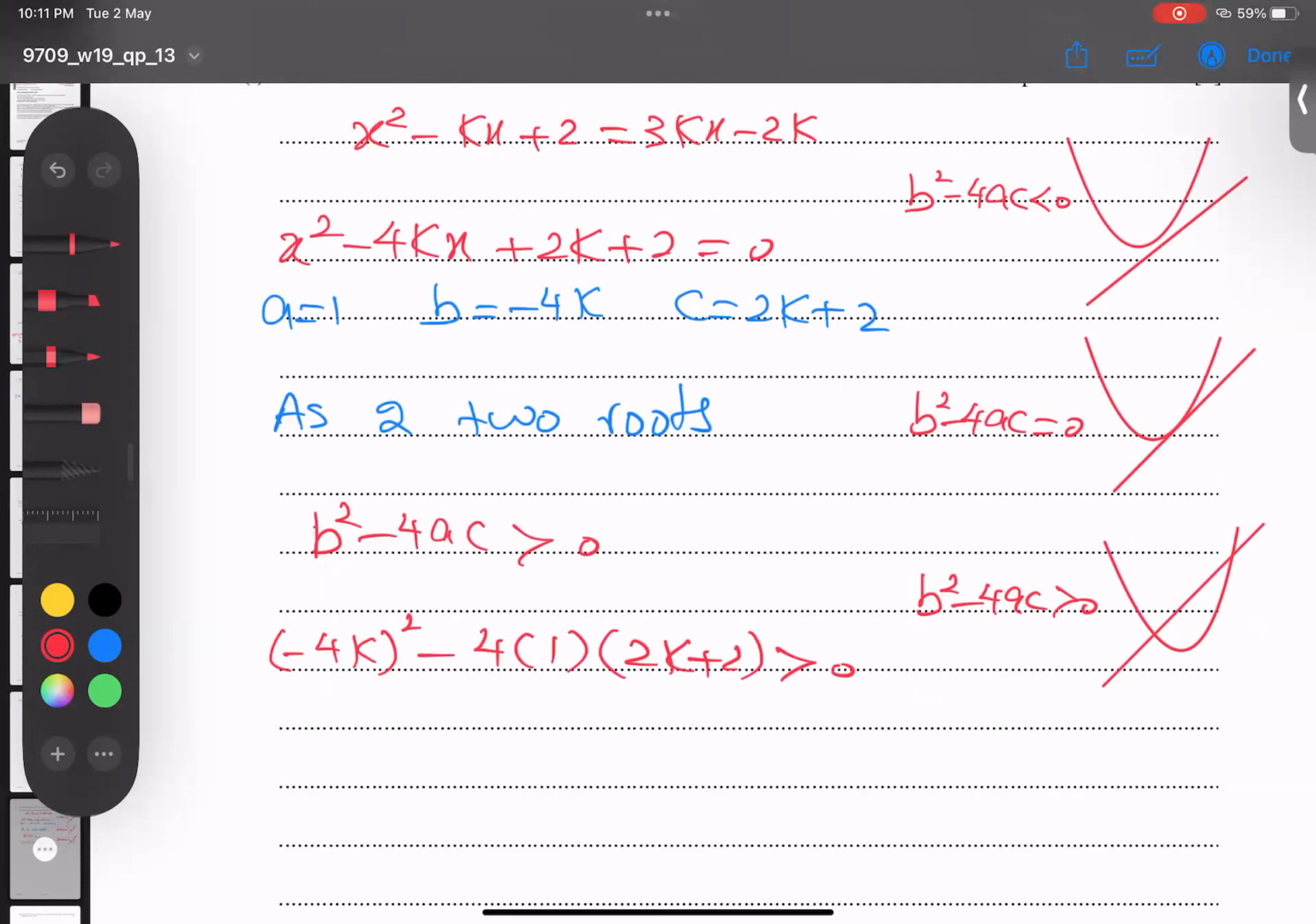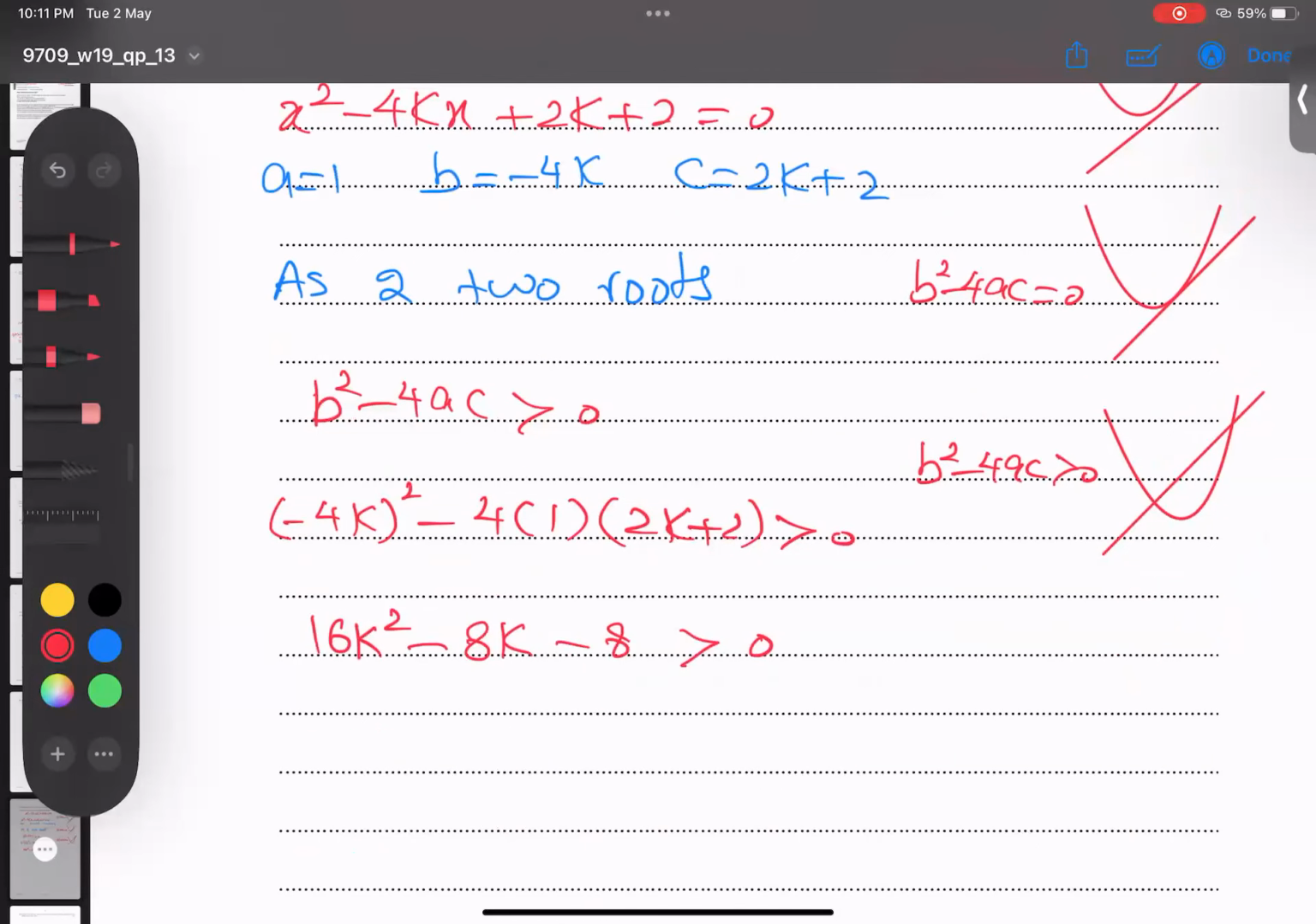Afterwards, I'm going for the solution. So 16k to the power 2, and minus 4 multiplied inside, I get minus 8k and minus 8. Divide the whole equation by 8 to make the question easier. This step is not compulsory.